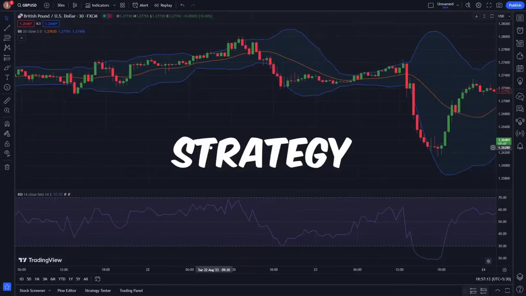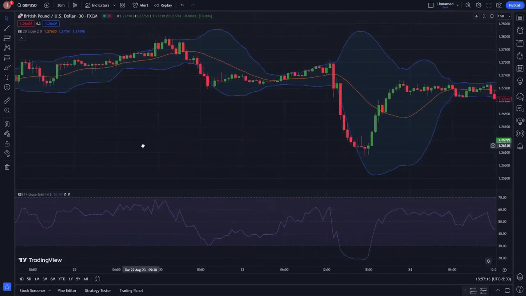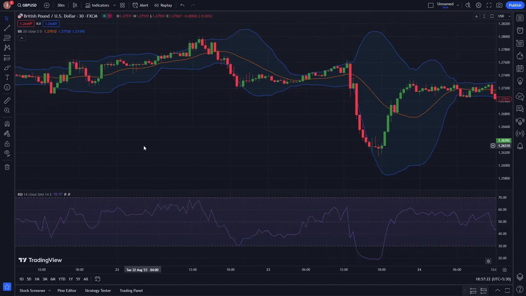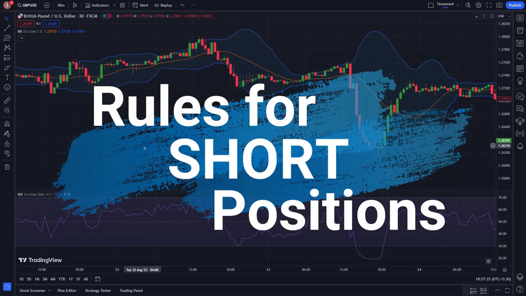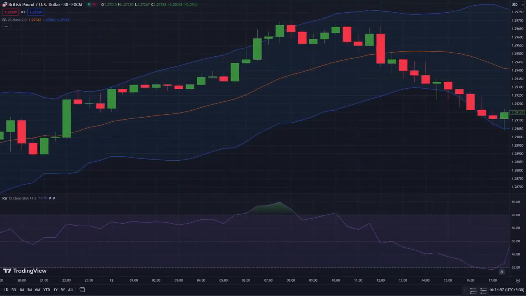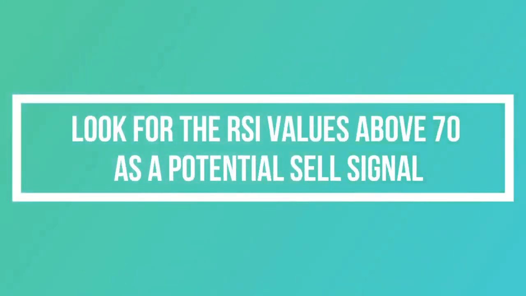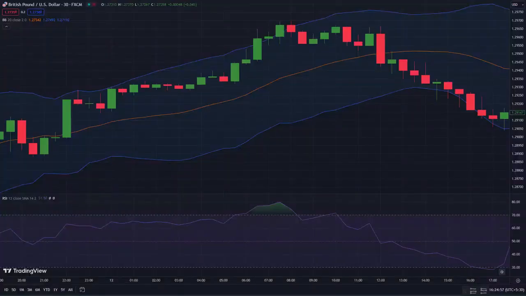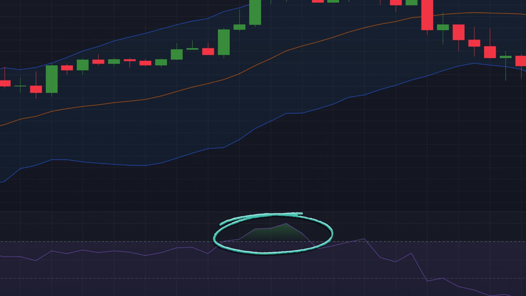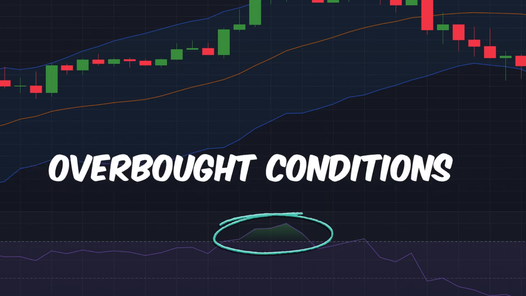Okay, so now let's build a strategy by combining the RSI with our trusty Bollinger Bands. It's like having two best friends on your trading journey. Let's begin with the rules for entering short positions. First, look for the RSI values above 70 as a potential sell signal, indicating overbought conditions. Look at this chart. Here, the RSI value is above the 70 level, indicating overbought conditions.